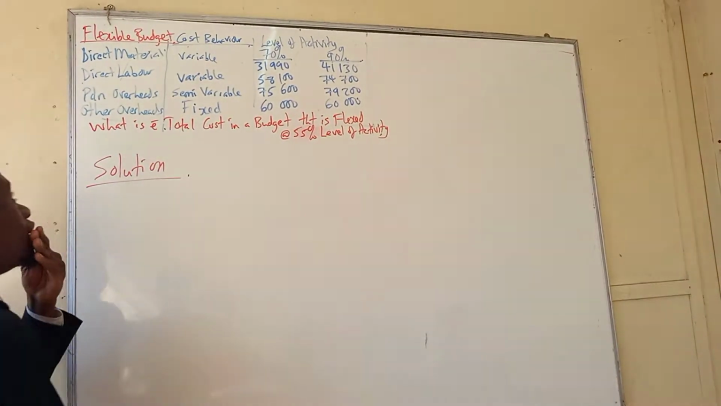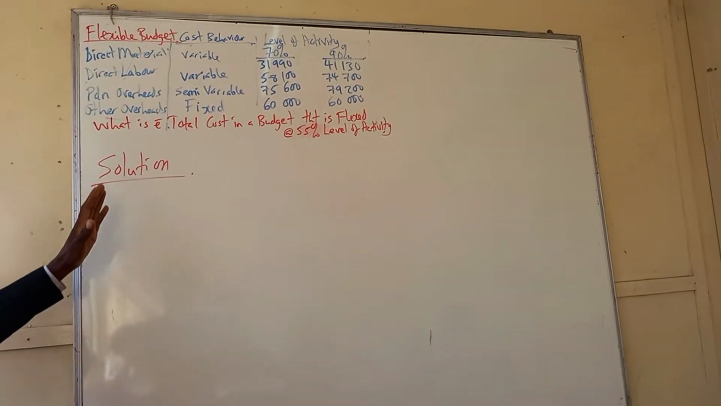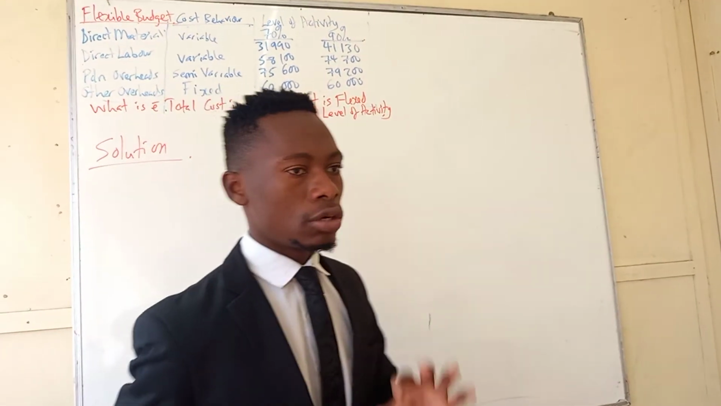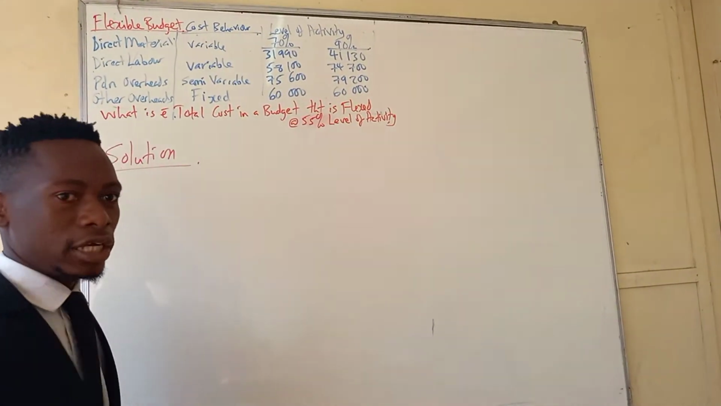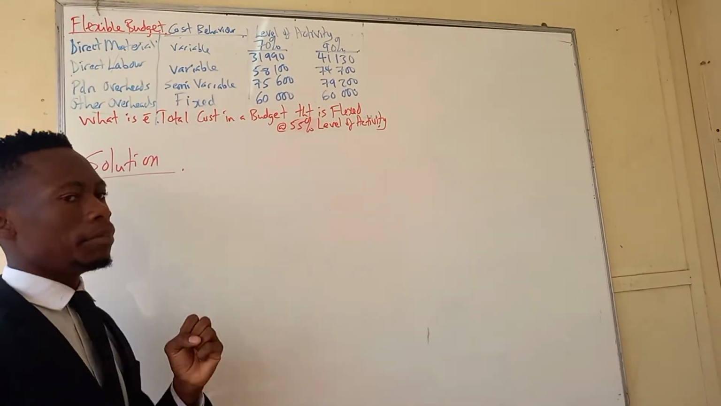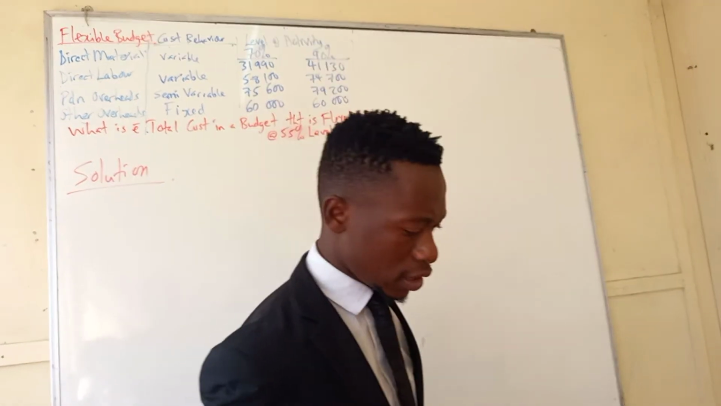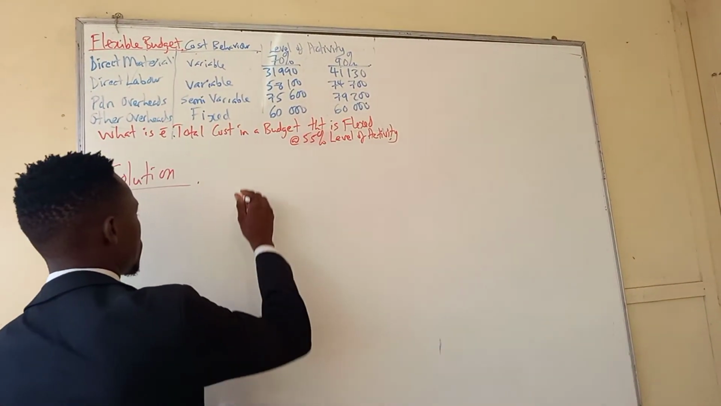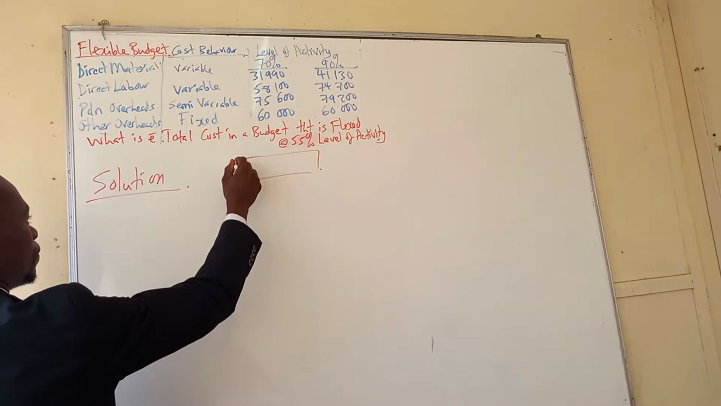So let's look at this question. This is the flexible budget. What are you required to do? You are answering a question on management accounting on F2. So how do you tackle this kind of question? They are asking what is the total cost in a budget that is flexed at 55% level of activity? It can be a multiple choice question in the exam where you'll be given a box to fill in. So what will be the solution?